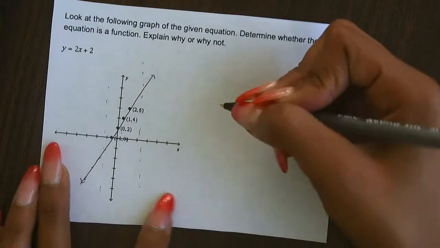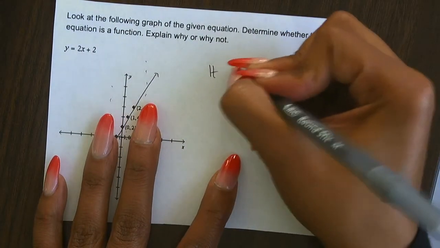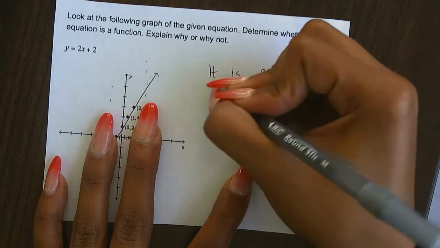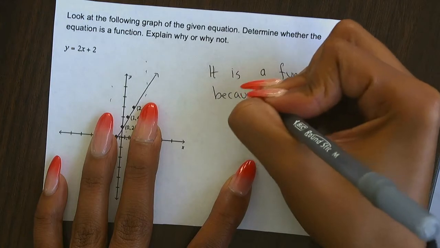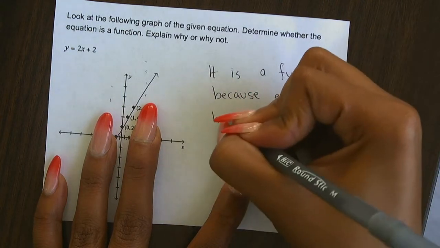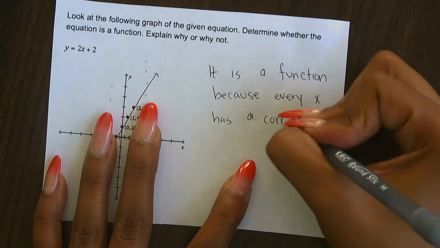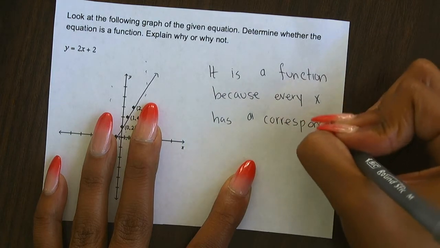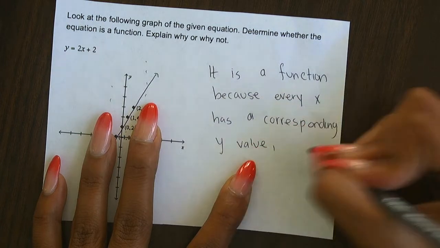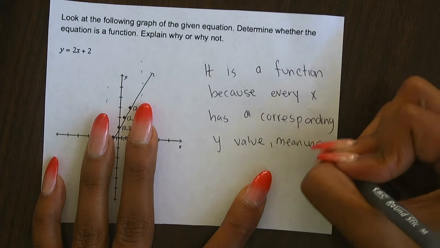So if I wanted to explain that, I could say it is a function because every x has a corresponding y value. If you want to be a little bit extra fancy, we can say meaning it is one to one.